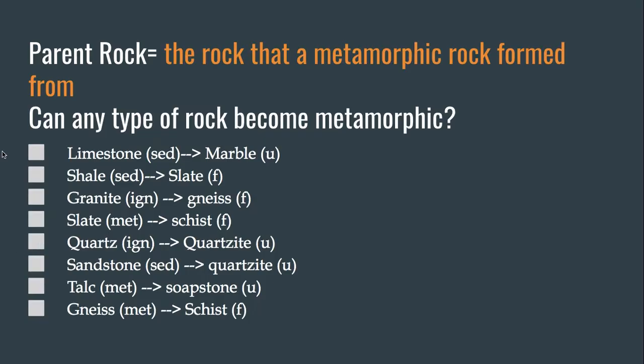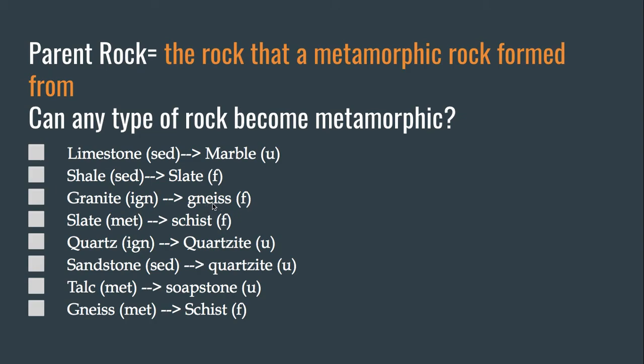So, when we talk about metamorphic rocks, we will often talk about the parent rock. The parent rock is whatever that metamorphic rock was before it became that metamorphic rock. So, can any rock type become metamorphic? Well, if we look at this list, limestone, that's a sedimentary rock. Limestone will yield marble. The U stands for unfoliated, non-foliated. Shale is also sedimentary. Granite is igneous. Granite, remember, is that intrusive igneous with those great big crystals. It forms that nice rock.